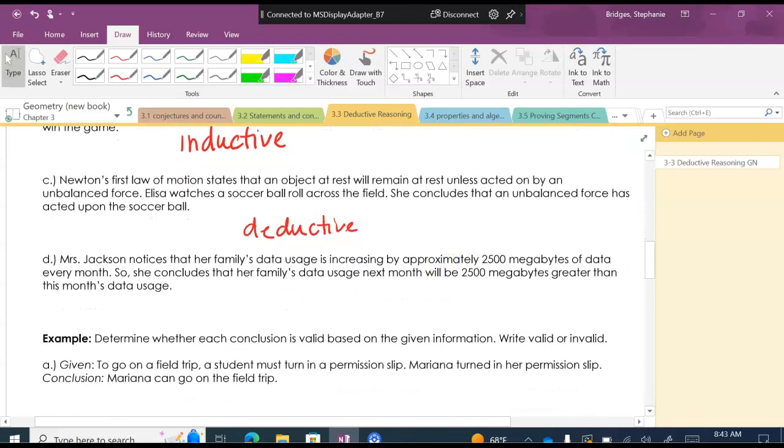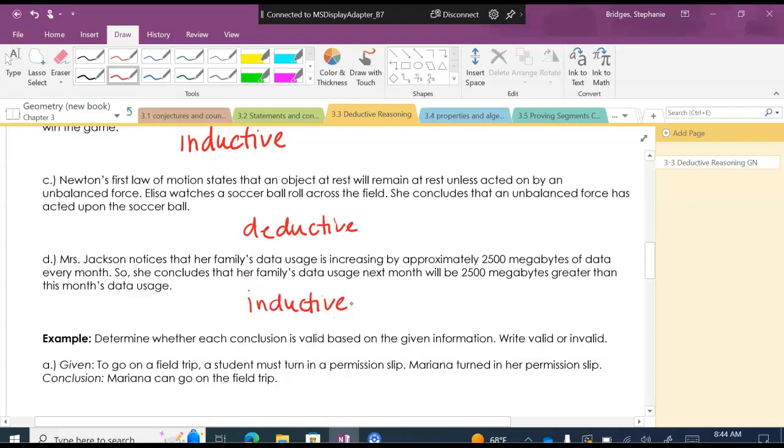All right, and then D, Miss Jackson notices her family's data usage is increasing by approximately 2,500 megabytes of data every month. So she concludes that her family's data usage next month will be 2,500 megabytes greater than the previous month's data usage. Inductive or deductive? Inductive, based off of a pattern.